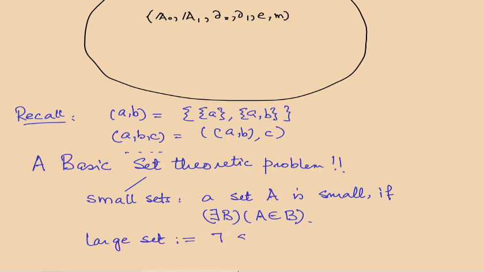It's not a small set. What does it mean? It means there does not exist any set B such that A belongs to B. That means for every set, A doesn't belong to it. So you cannot have a container inside which you can put it.